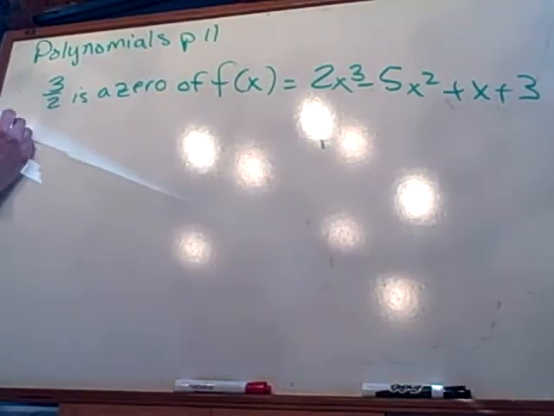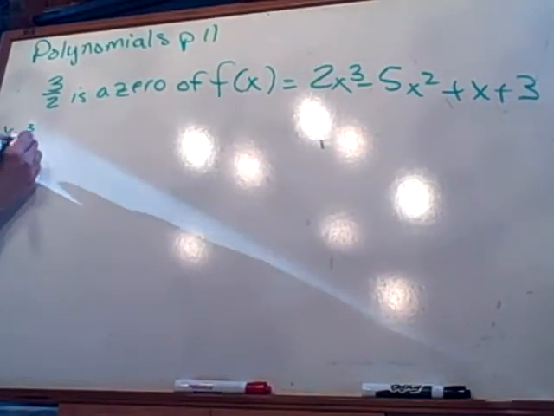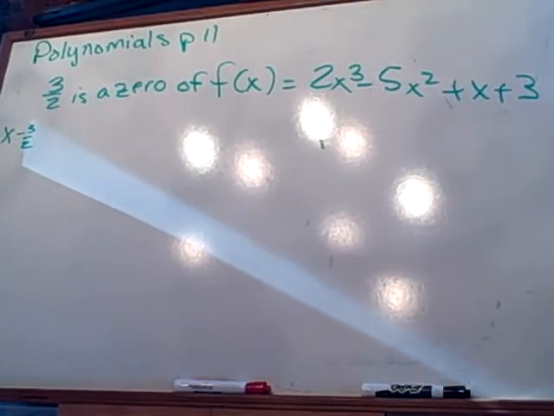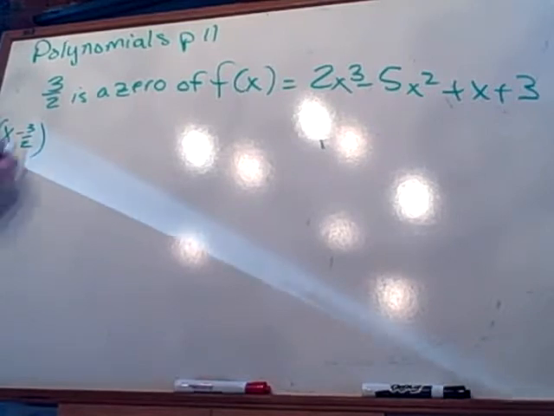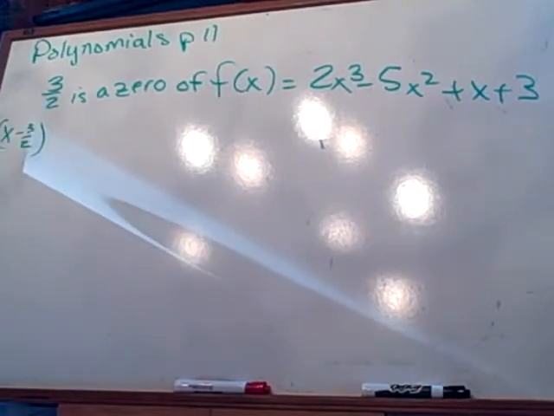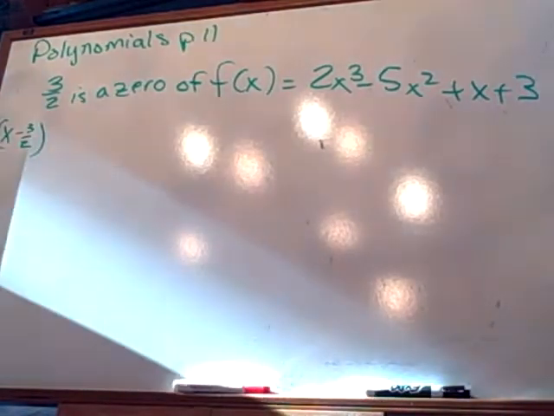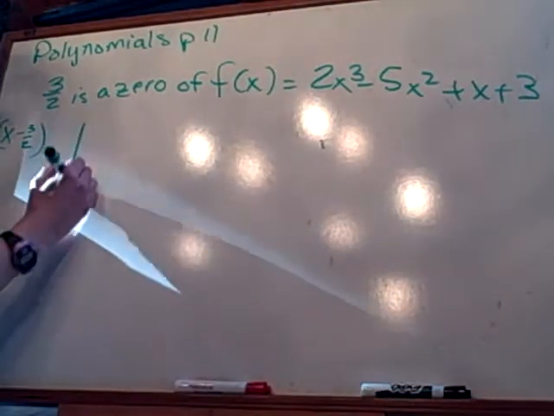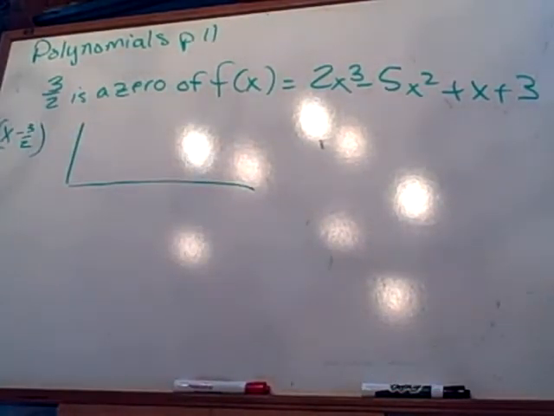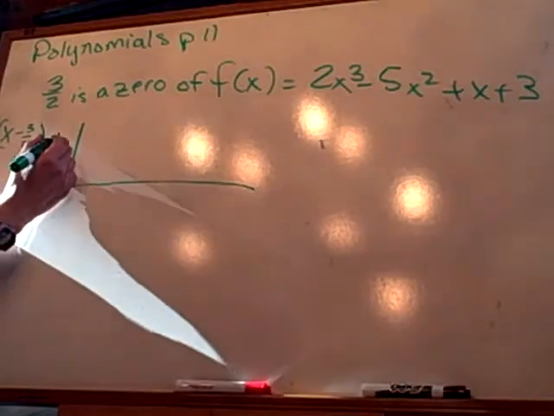If you want to know if 3/2 is a 0, then you could do x minus 3/2. That would be your factor. Remember the x minus k business? But instead, I'm just going to use the idea of 3/2 here and use synthetic division. I'm going to use synthetic division to check it. It's really considered synthetic substitution at this point, but that's okay.